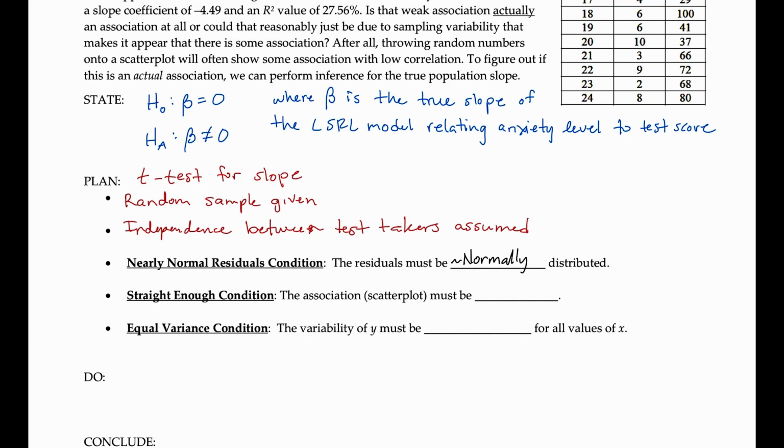And we've done normality checks before with data, and the best way to do that is with a normal probability plot. So let's jump over to the calculator and check out how to remind ourselves how to find the residuals and then go ahead and graph them in a normal probability plot.